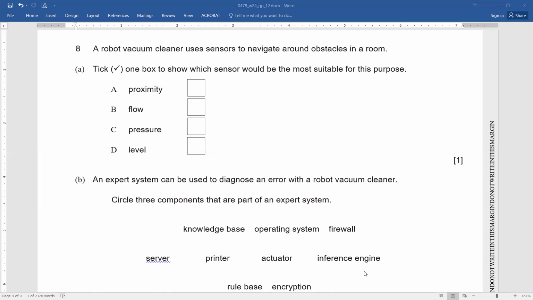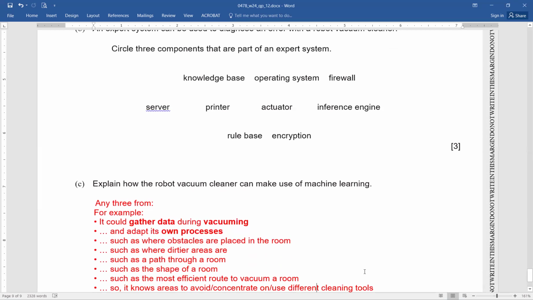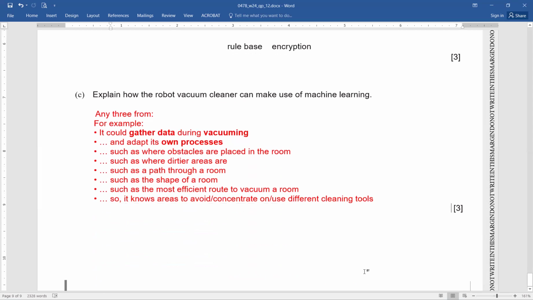Any questions? Okay. Explain how the robot vacuum cleaner can make use of machine learning. This is a 3-mark question. So what are they expecting me to write? How is the vacuum making use of machine learning? So you know machine learning, fine. It could gather the data while it is vacuuming, and it is going to adapt its own processes. And what is it adapting? It will see where the obstacles are in the room. It will even know where the dirtier areas are. It will even know the path through the room. And it can even understand the shape of the room.